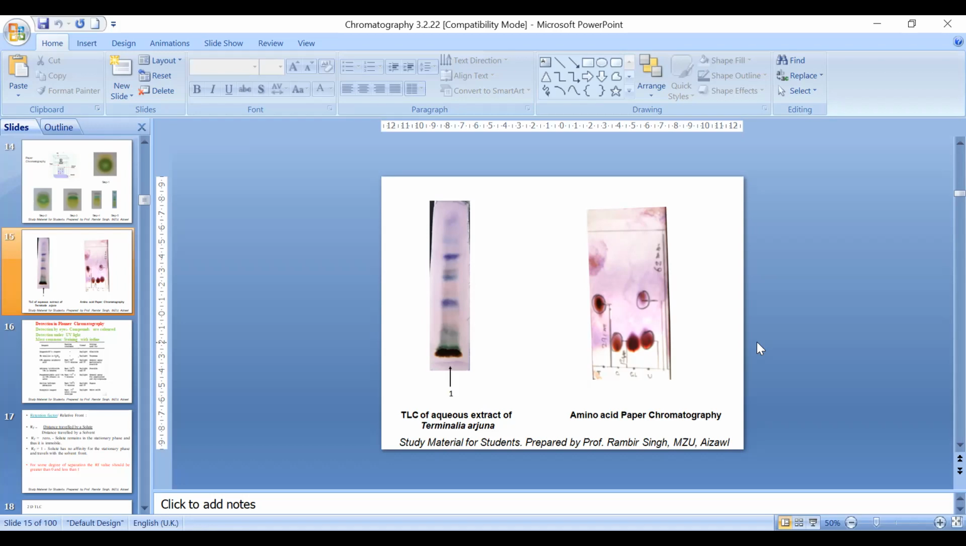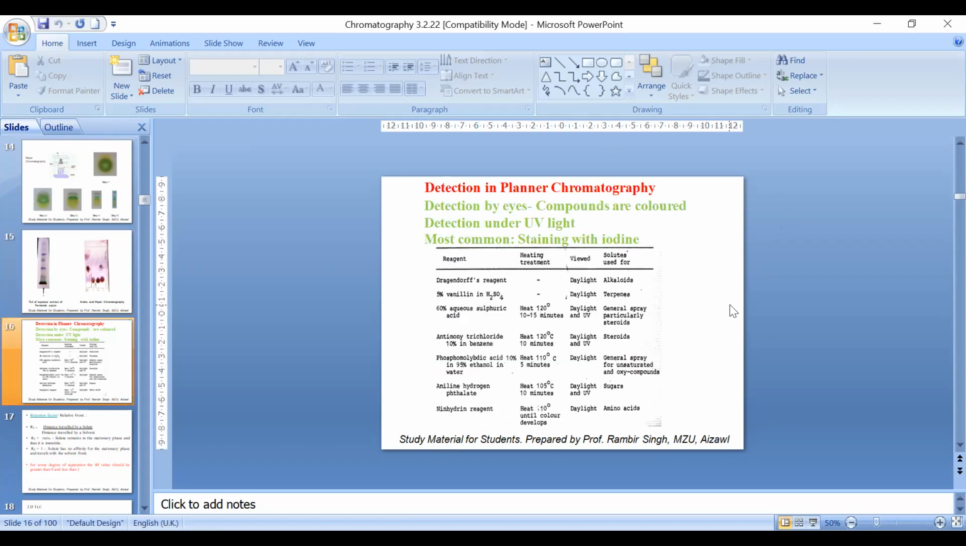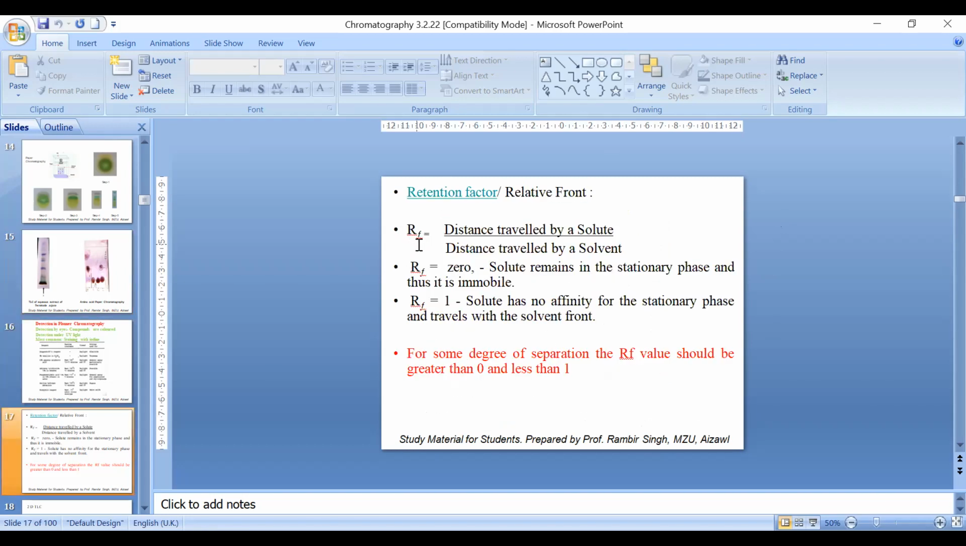You got it. Now, how to represent it theoretically? Because every time I may not be able to give this picture anywhere, but I can write these results. So the retention factor is a way of writing a result, showing how the compounds are retained strongly or weakly. To calculate that factor, we have developed one formula that is called Rf, the retention factor: distance traveled by the solute divided by distance traveled by the solvent.